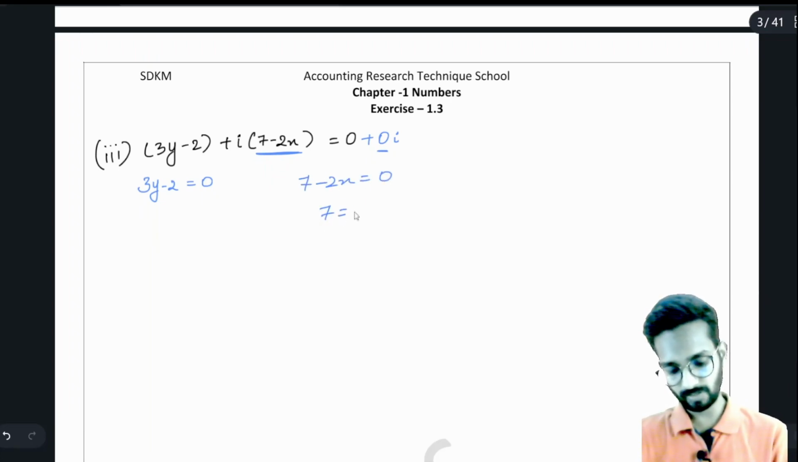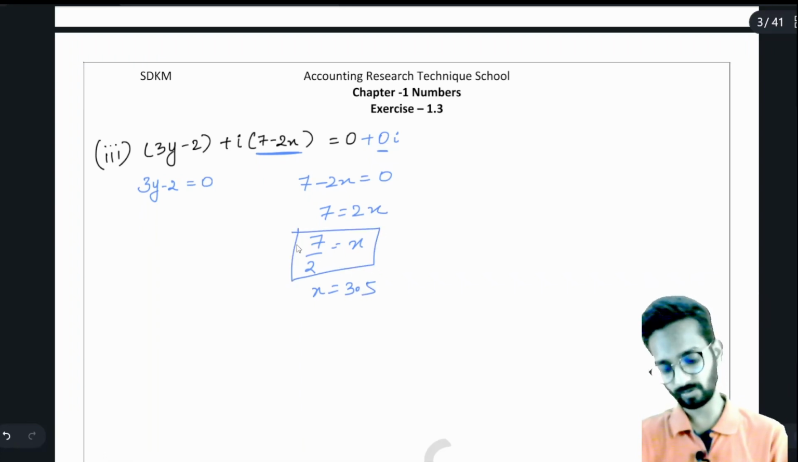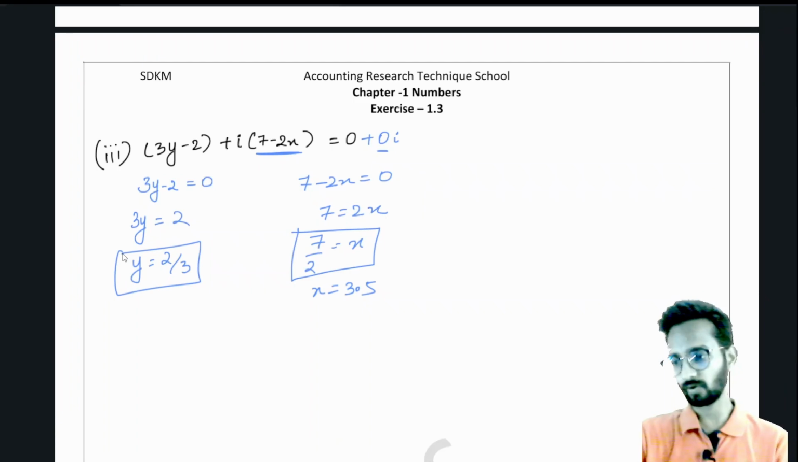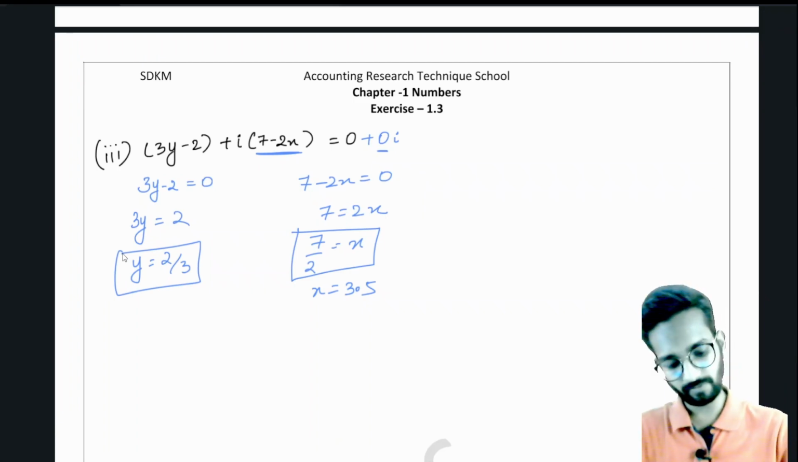So it will become 7 is equal to 2x and x will be 7 by 2, that is x is equal to 3.5, you can also write it that way, you can leave your answer here also. 3y will become equal to 2 and y is equal to 2 by 3. This is our answer for question number 4. Now moving to question number 5.